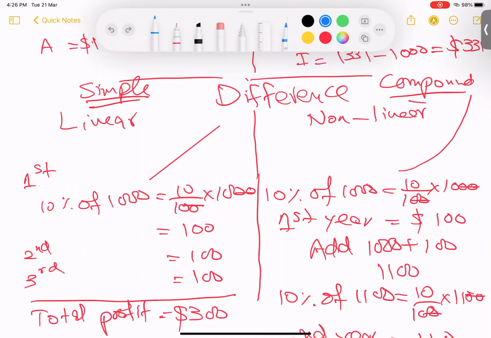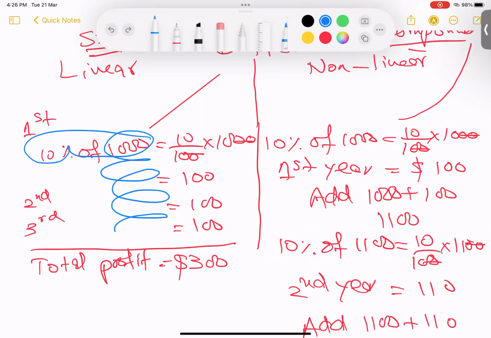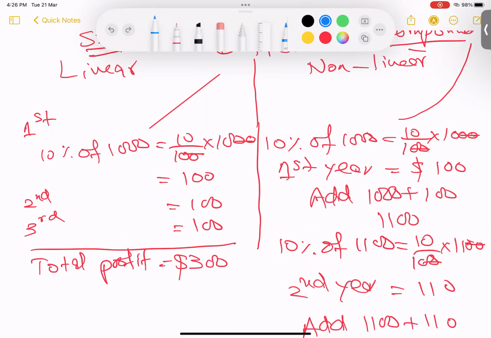Whereas compound is not a straight line, it's a curve. And why is it a curve? Because your first year profit is 10%, which becomes 100, and then they add 100 to your money, so you become 1100, and they find 10% of 1100. Whereas here it is 10% of 1,000 every year, 1,000, 1,000, 1,000. So no changing, and that is why.